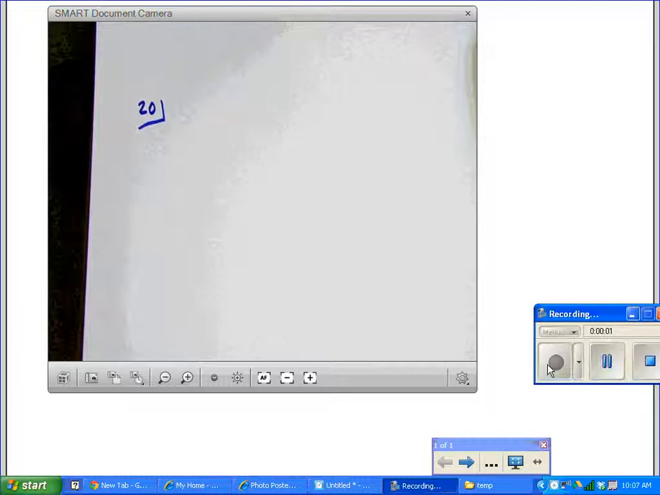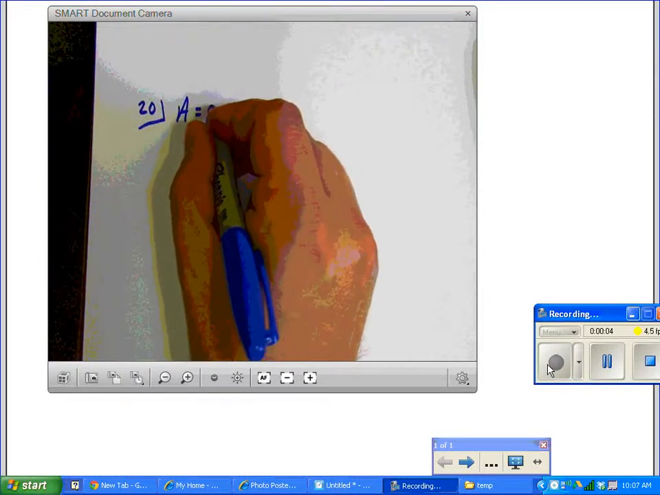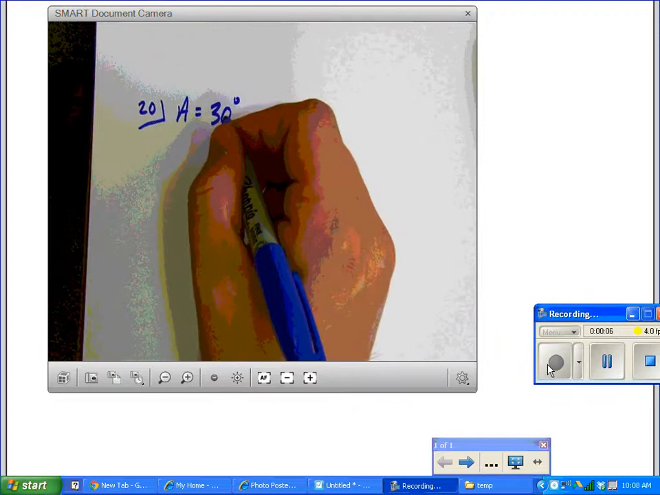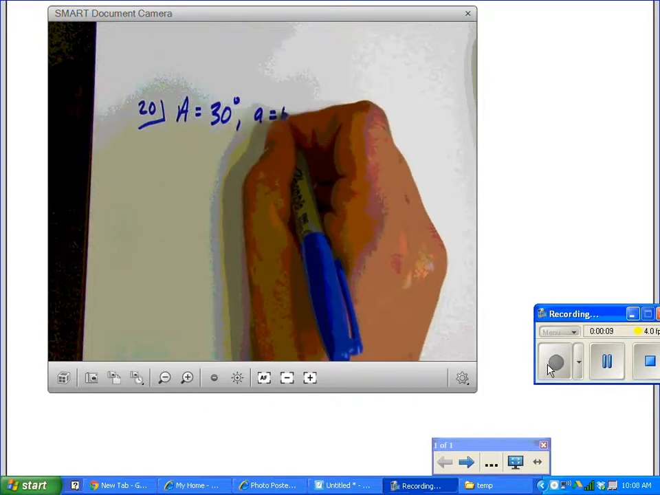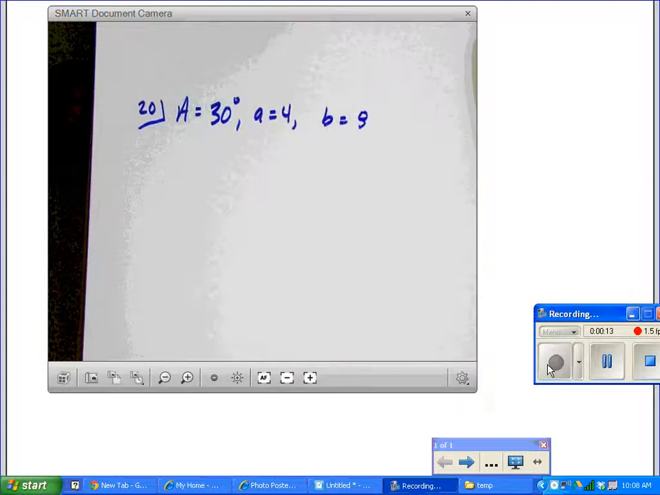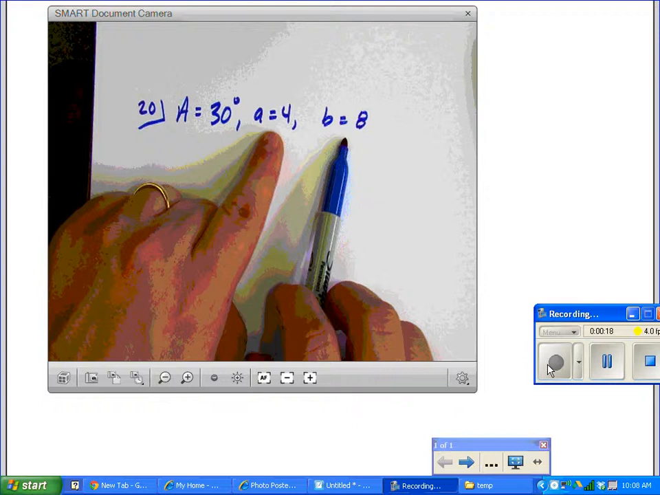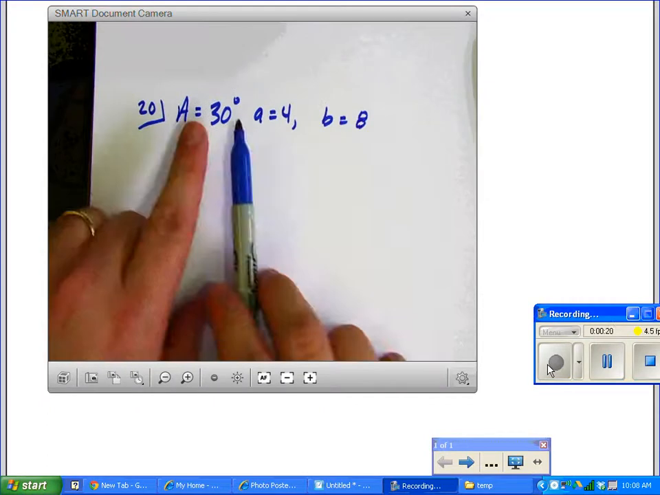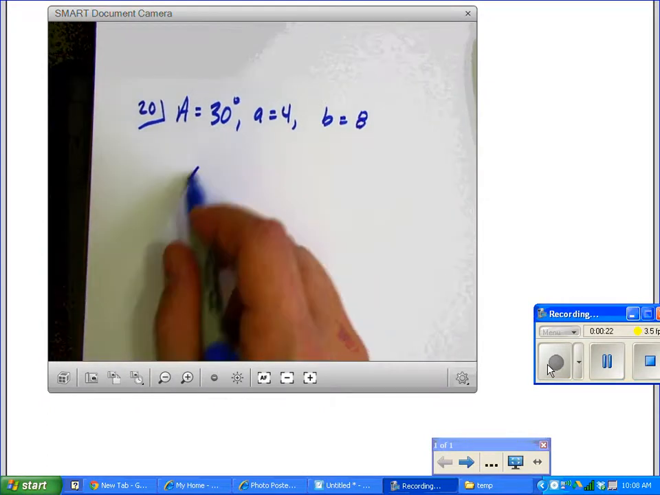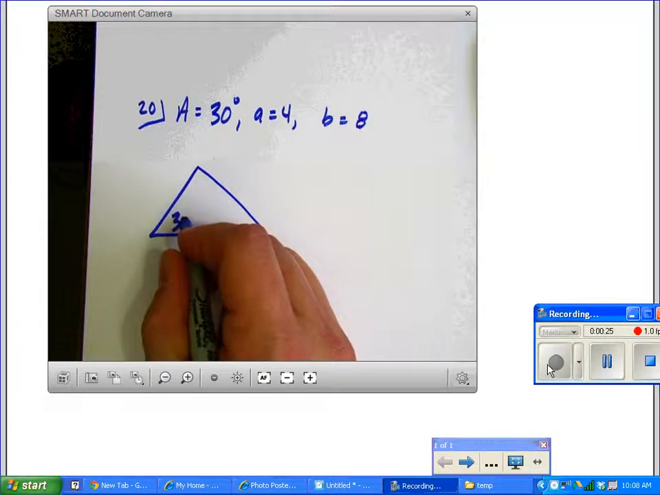Number 20. You had angle A was 30 degrees, A is 4, B is 8. I think all these were side-side-angle, weren't they? So we're looking at the acute case. 30 degrees, here's angle A.